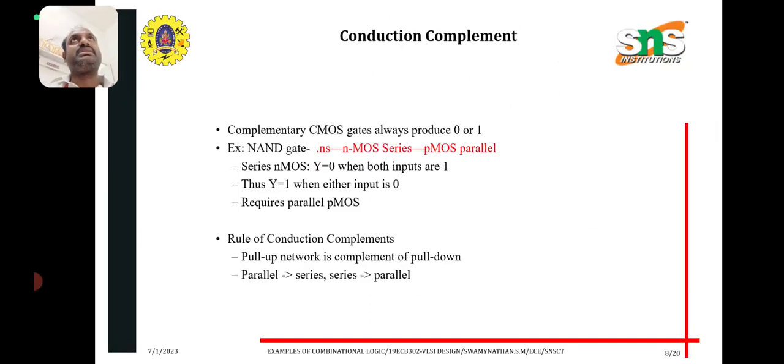And next, the conduction complement. So you can see the conduction complement. The complementary CMOS gate, with NMOS in series and PMOS in parallel, is for the NAND gate. And the rule of the conduction complement: the pull-up network is the complement of the pull-down network. So parallel becomes series, or series becomes parallel, vice versa.